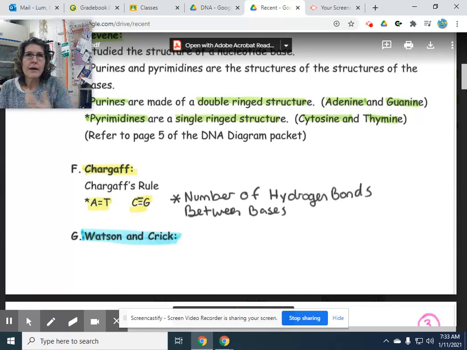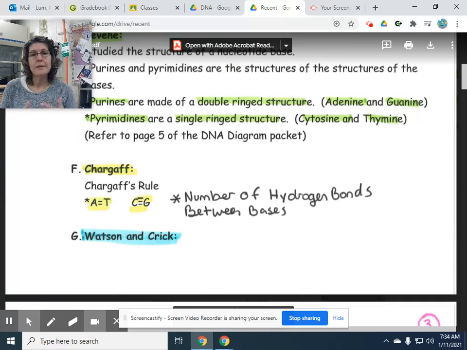So I could say, okay, within a DNA strand, maybe 10% of that strand is adenine. You should be able to calculate the rest of it. If 10% of that strand is adenine, I know 10% of that strand is thymine because they have to be in equal amounts. They pair up together. So 10% adenine, 10% thymine, that gives me 20%. That means I have 80% left. Well, that 80% has to be split between cytosine and guanine. So that means cytosine has to make up 40% of that strand, and guanine has to make up 40% of that strand, and they add up to be 100.